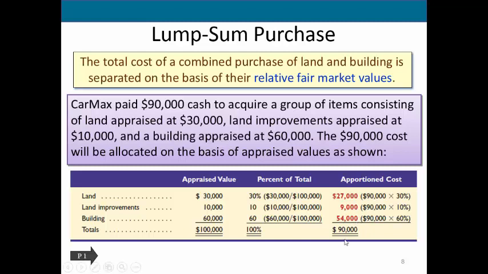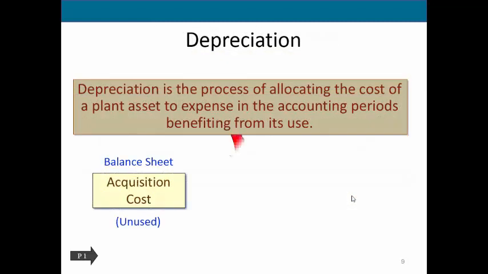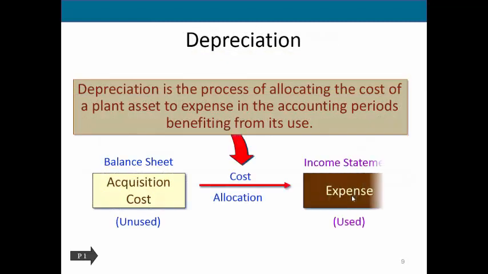So although we have a total of $90,000 put on our books, it's also important to get these different values correct. And we do that, like we just showed, using their relative fair market values. So now let's get into depreciation.